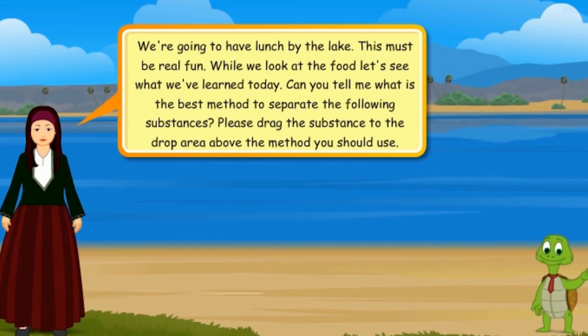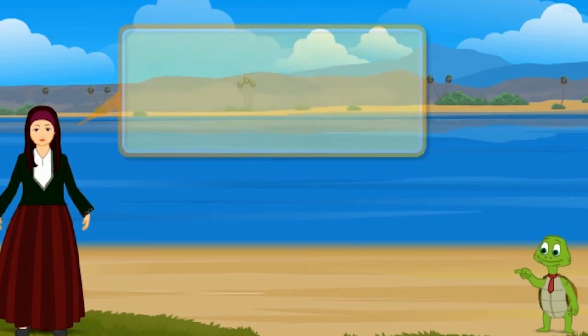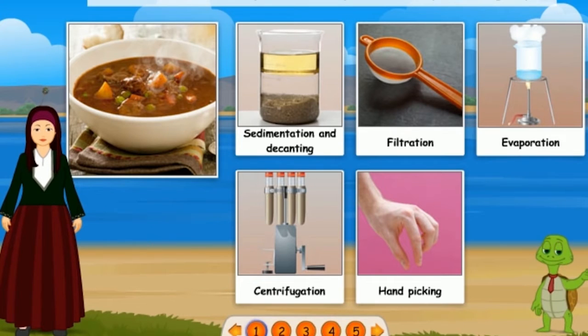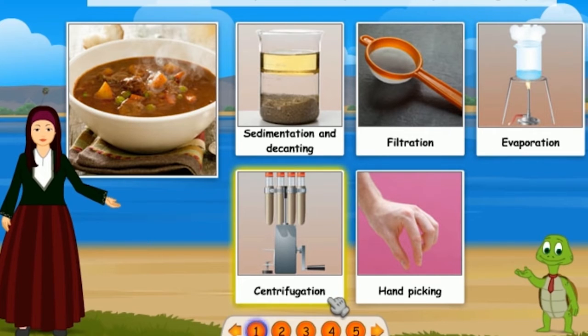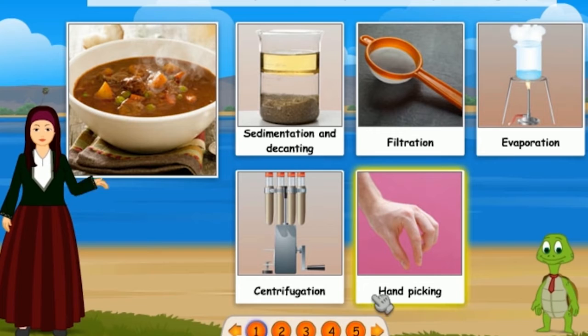We're going to have lunch by the lake. This must be real fun. While we look at the food, let's see what we've learned today. Can you tell me what is the best method to separate the following substances? Please drag the substance to the drop area above the method you should use. Which method should you use to separate meat pieces in gravy? Sedimentation and decanting, filtration, evaporation, centrifugation, hand picking.